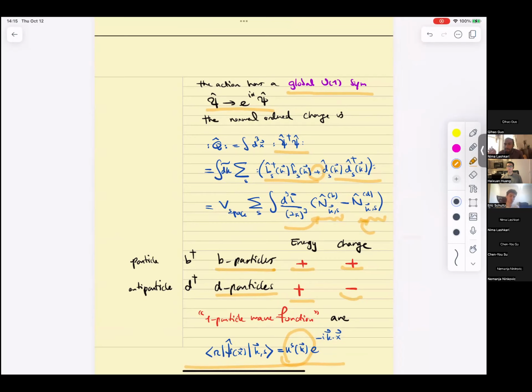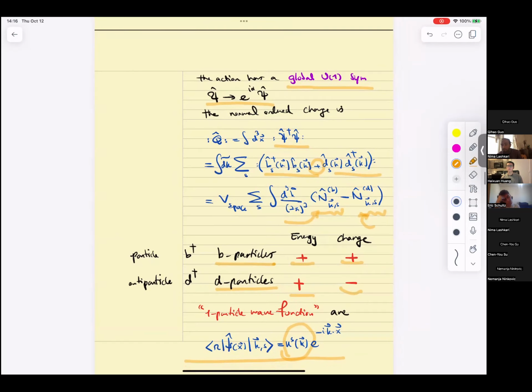Notice that as opposed to the free real scalar field, where there was no charge symmetry, no notion of charge, here spinors naturally come with it. Dirac spinors come with it, right? So there's always this charge conjugation symmetry that is present once you have a Dirac spinor.